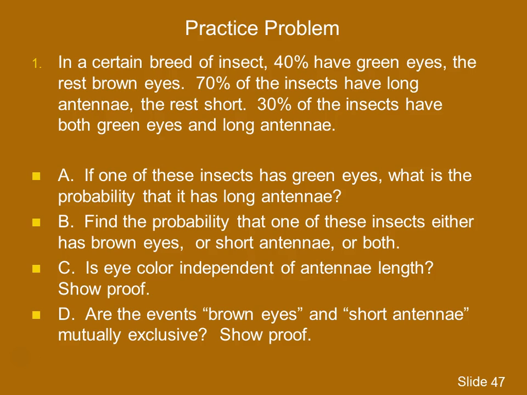And then once again, I ask you a series of questions. Again, identify the variables first. One obviously has to be eye color. We have green eyes and brown eyes. The other is length of antenna. We have long antenna and short. So again, we have a 2 by 2 problem. We have two variables, and each variable has two outcomes.